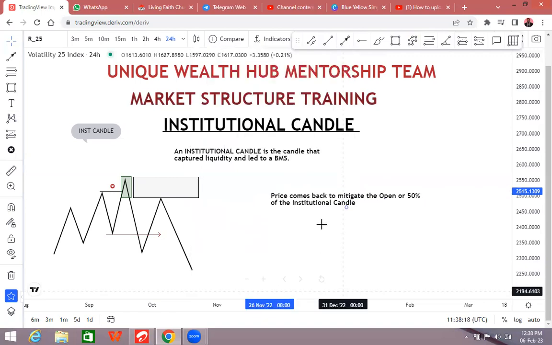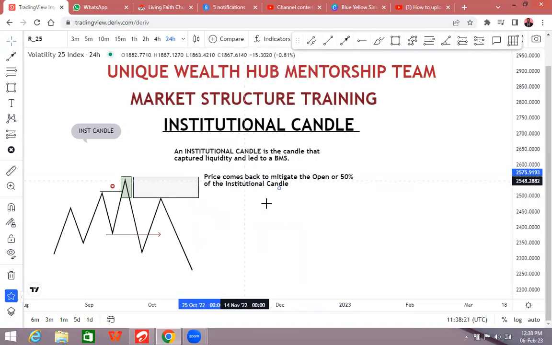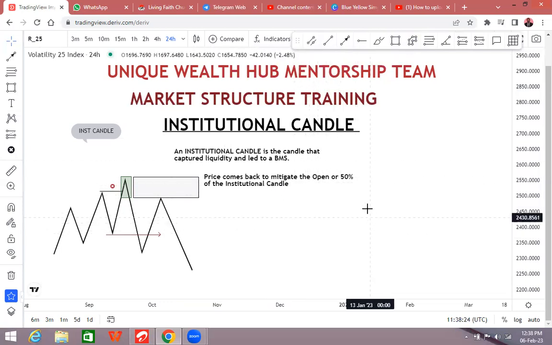More often than not, either the 50% or the open of the institutional candle is what price is coming into. Now it depends on the higher time frame. You already know that a candle on daily or weekly will be many candles on lower time frames. So if the institutional candle is spotted on daily, it means that while it plays the open on daily, or while it plays 50% on daily, it will not play 50% on the 1 hour time frame. While it plays the open on daily, it will not play the open on the 1 hour time frame.